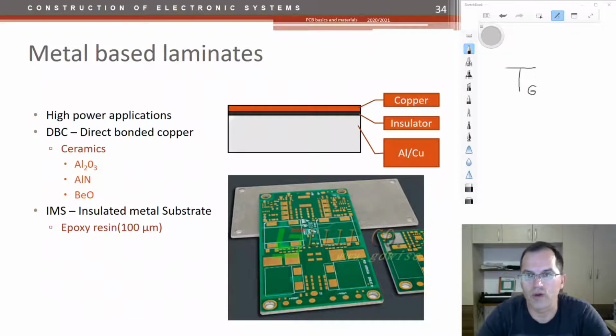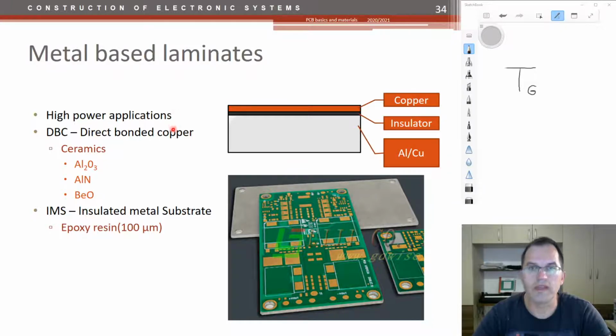So in this case, we do not have merely a metal substrate. We also have a very thin insulator, and this thin insulator here is actually an electrical insulator, and there is a copper layer on top. You can have several layers, not just one. Usually in the basic applications there is one.